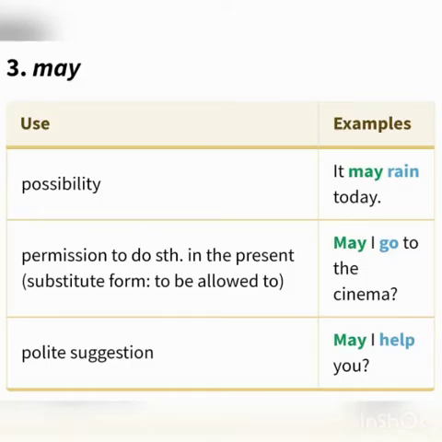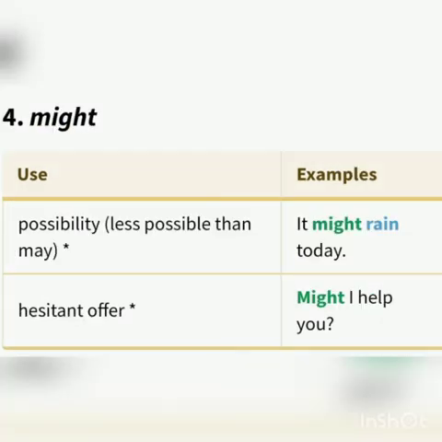May. Possibility, it may rain today. Permission to do, may I go to the cinema? Polite suggestion, may I help you? Might. Possibility, it might rain today. Hesitant offer, might I help you?